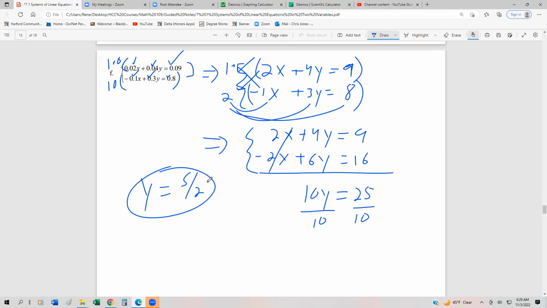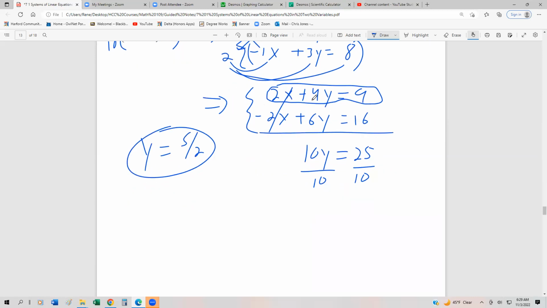Now I'm going to substitute y back into either equation. What I could do is substitute it right in here. Again, it doesn't matter which one, but it looks like this one's pretty easy to work with: no negative numbers, pretty small values for the coefficients.